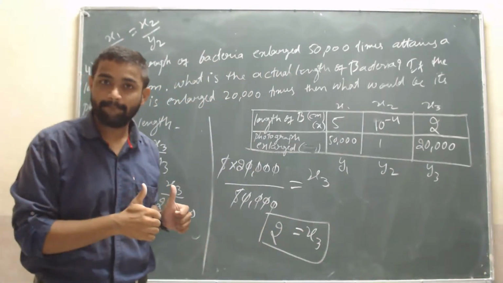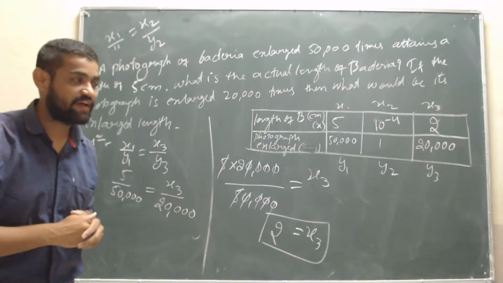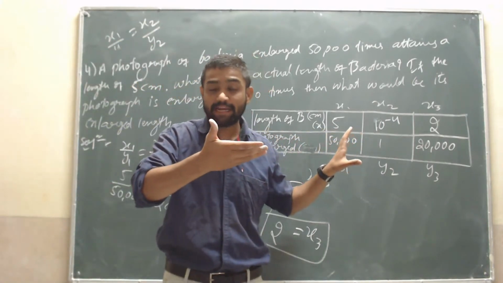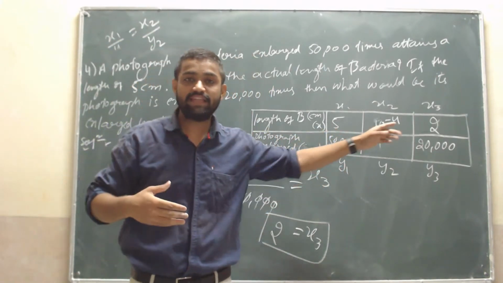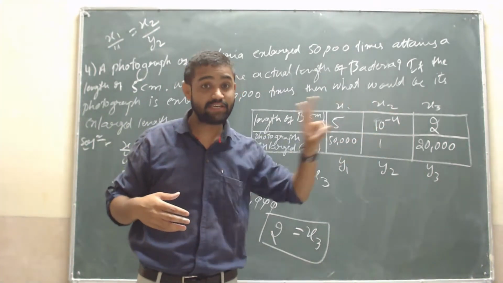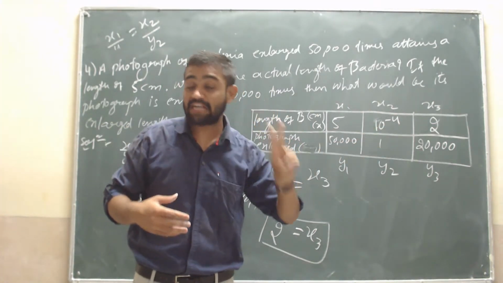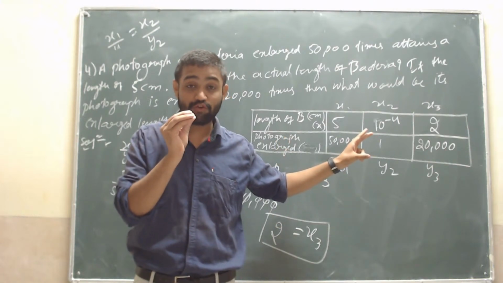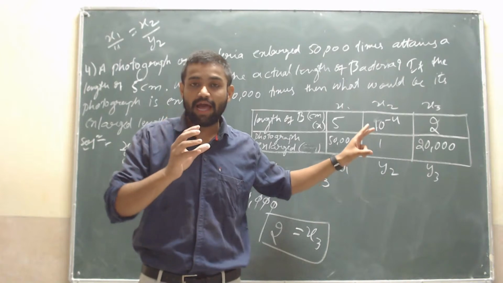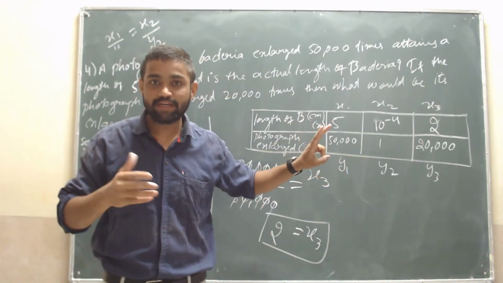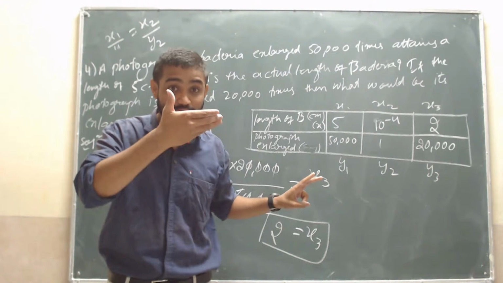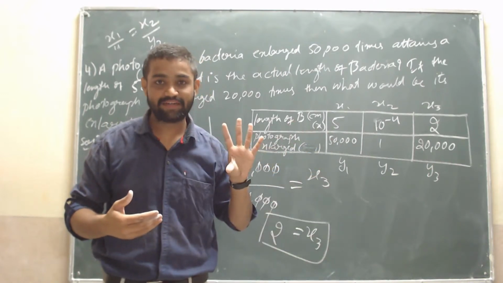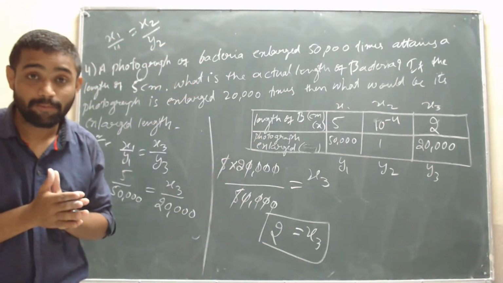Very good. That is, when the photograph is enlarged 20,000 times, the length of bacteria is 2 centimeters. The actual length of bacteria is just 10 to the power of minus 4. And what would be its size when the photograph is enlarged 50,000 times? 5 centimeters. Is it clear to you?